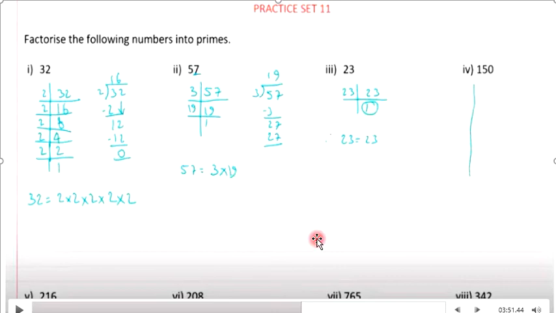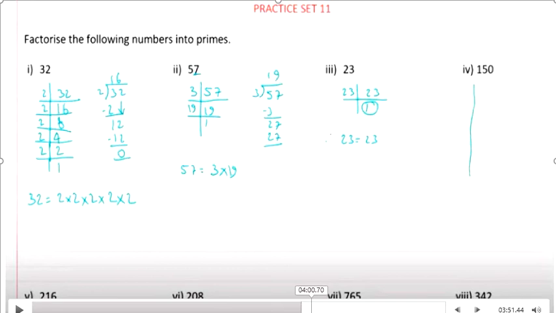Let's come to the next sum now. 23, as we all know, is a prime number. It cannot be divided by any other number besides 1 and the number itself. So we have just 23 ones are 23. So its factors are just 23 into 1.